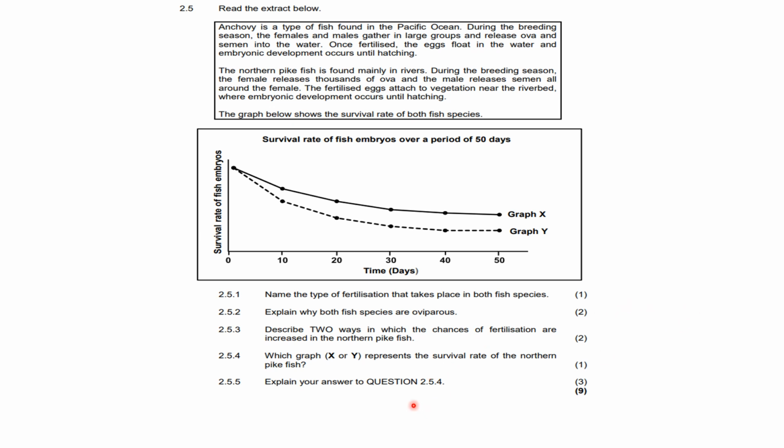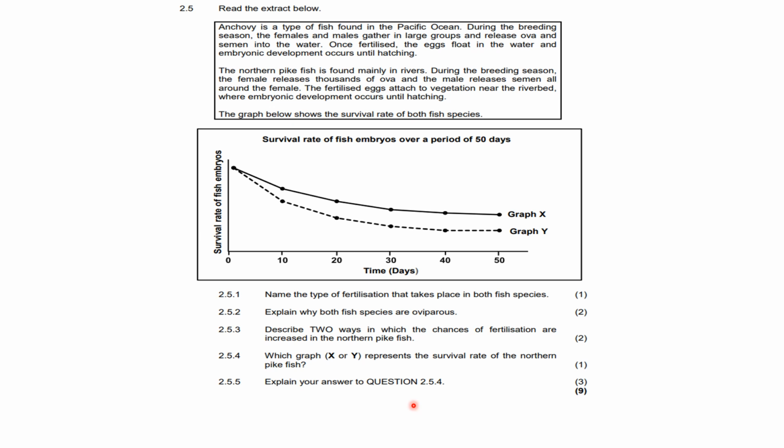And then explain why both fish species are oviparous. They are oviparous because remember that we said with oviparous reproductive strategy, there is a laying of eggs. Like if you will compare oviparous with the rest of the reproductive strategies, so they both lay eggs and the embryo develops outside the female reproductive system. So that's why they are oviparous. Okay, they both lay eggs and the embryo develops outside the female reproductive system.